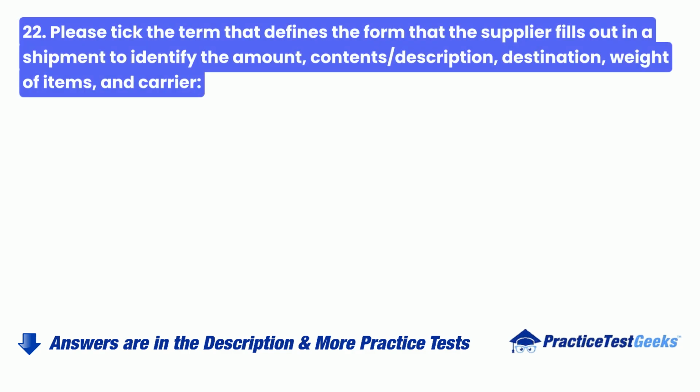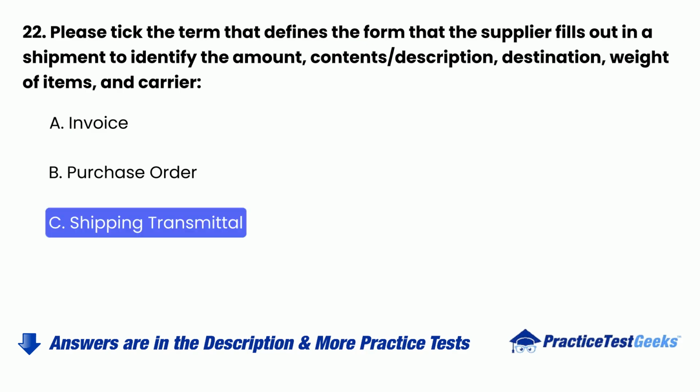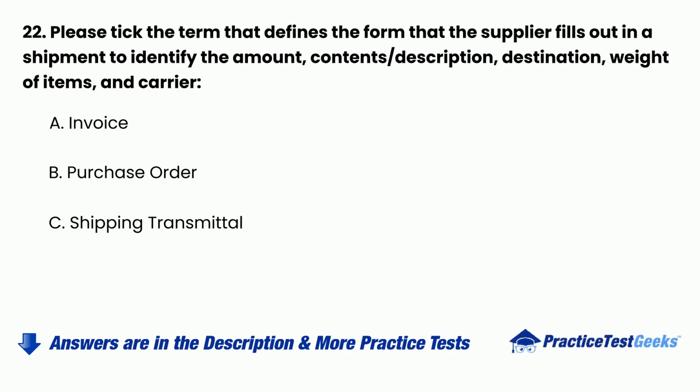(22) Please tick the term that defines the form that the supplier fills out in a shipment to identify the amount, contents or description, destination, weight of items, and carrier. A. Invoice. B. Purchase order. C. Shipping transmittal. D. Bill of lading.